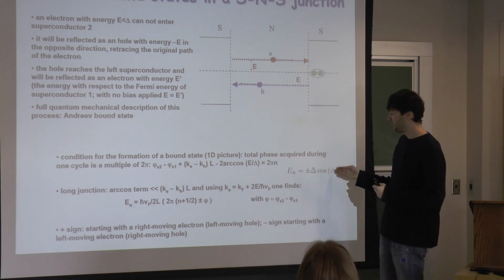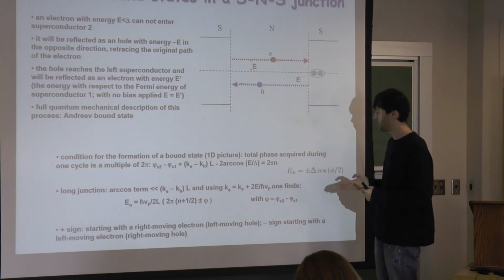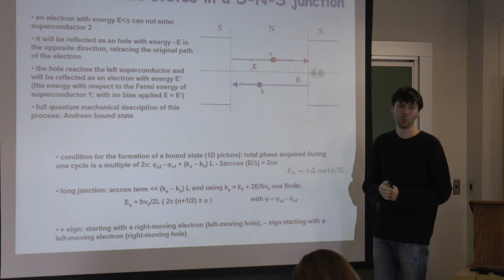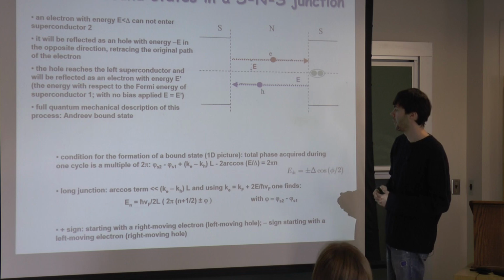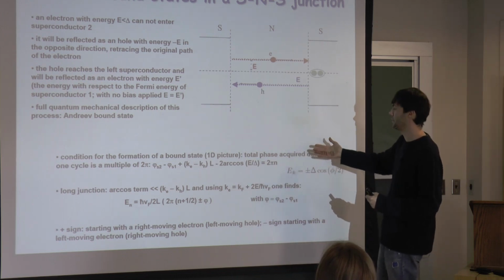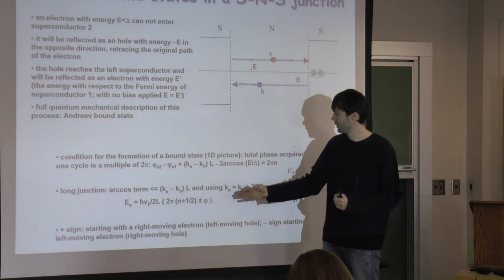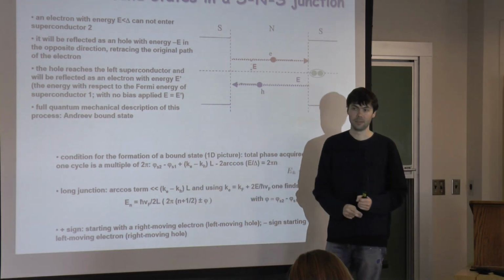So once again, this phase drop plays a role in the energy spectrum of Andreev bound states in this superconductor, normal metal, superconductor junction. If it's a very long junction and this term dominates, then we actually get something that's very simple. Energy evolves linearly with phase.